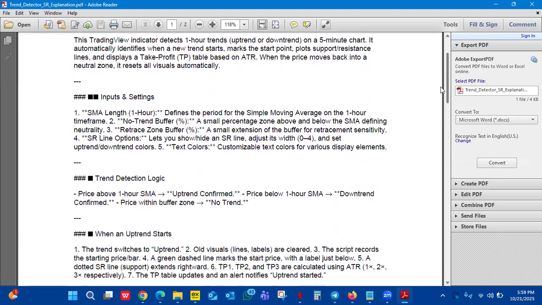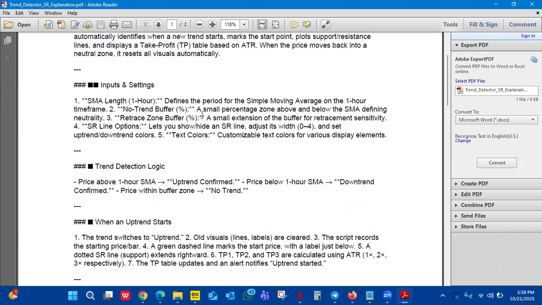So you can see the inputs and settings. You can go over to the SMA length of 1 hour, which defines the period for the simple moving average on the 1 hour time frame. There is a no trend buffer, a small percentage zone above and below the SMA, defining neutrality. The retracement zone buffer percentage is small, so you can do all your settings in the inputs.